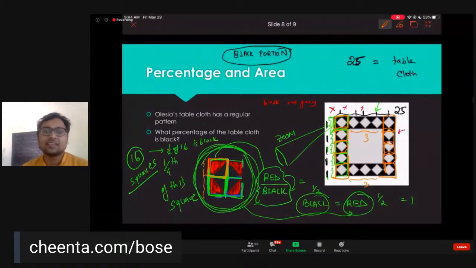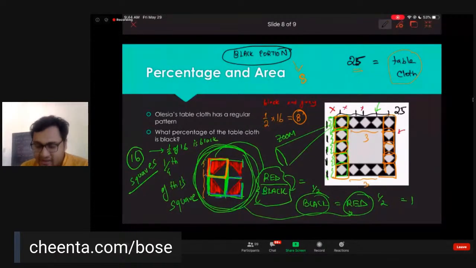Half of it is black. So what is half of 16? Half of 16 is 8. So area of the entire tablecloth is 25. Area of the black portion is 8.